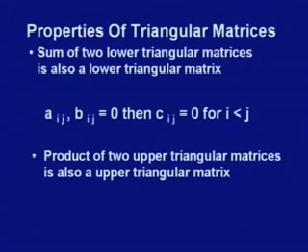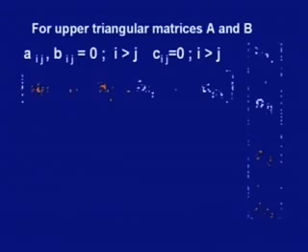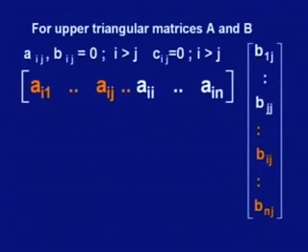Now to prove this result, I consider two upper triangular matrices A and B. Since they are upper triangular matrices, we assume that Aij and Bij are 0 whenever i is greater than j. Now I will prove that the product matrix will also be an upper triangular matrix. That means the product element Cij will be 0 whenever i is greater than j and non-zero whenever i is less than or equal to j. For this purpose, I consider a typical element Cij of the matrix.